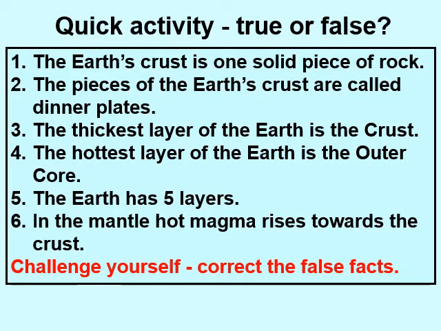Okay, hopefully you have now got down whether these statements are true or false. So let's go through the answers. Number one says the Earth's crust is one solid piece of rock. Now this is false, and we know that the Earth's crust is actually split up into different pieces. Number two is the pieces of the Earth's crust are called dinner plates. This is also false. The pieces of the Earth's crust are called tectonic plates, our focus for today's lesson.